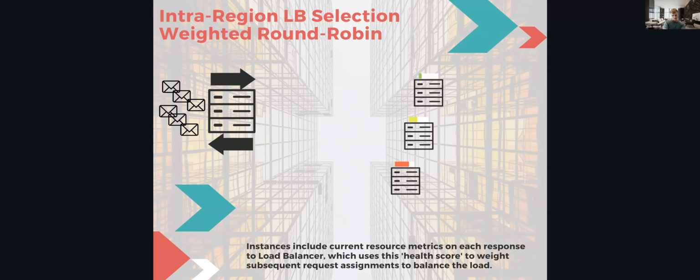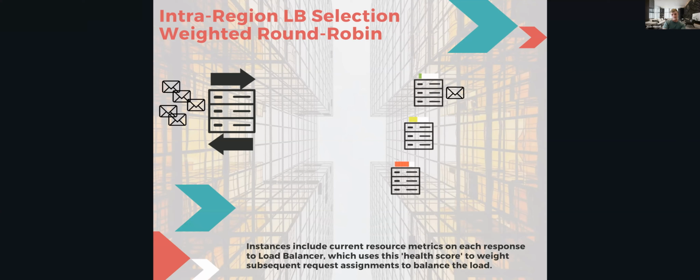Now, this approach takes things up another notch in so much that the load balancer maintains a health score for each of the instances. Green could be low utilization. And in that case, it's going to send the first request to that instance. It's going to prefer that over the others.